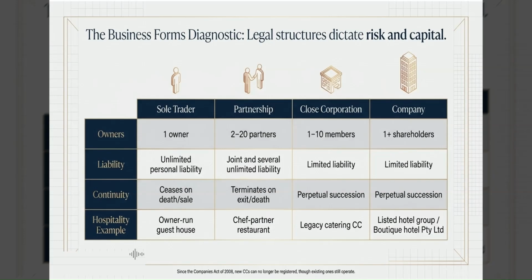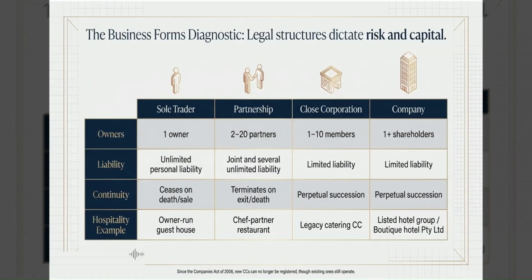Now we move from information to structure. The legal form a business takes determines its risk, its access to capital, its continuity, and its tax treatment. In South Africa, we work with four basic forms. Let us read the table together, because the differences down each row are exactly what you will be assessed on.